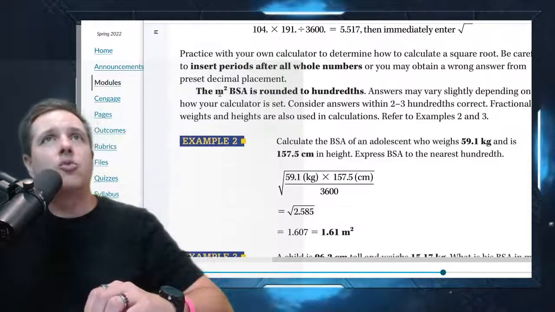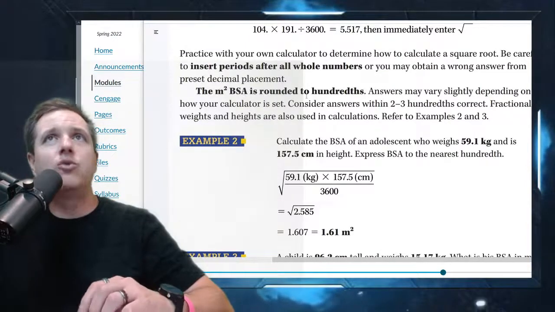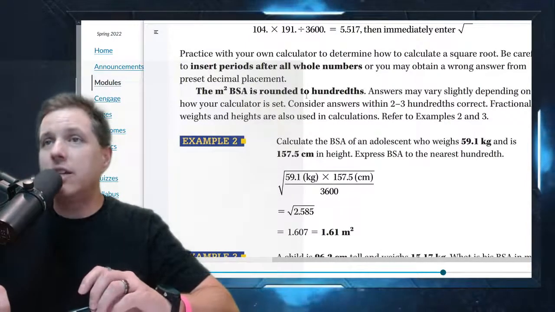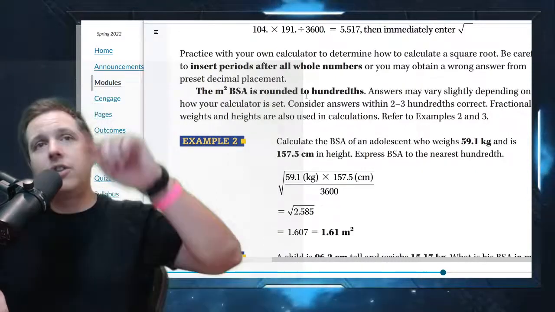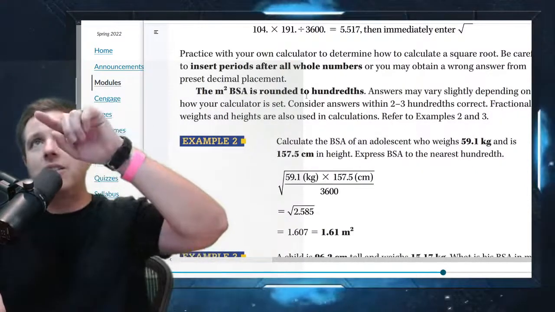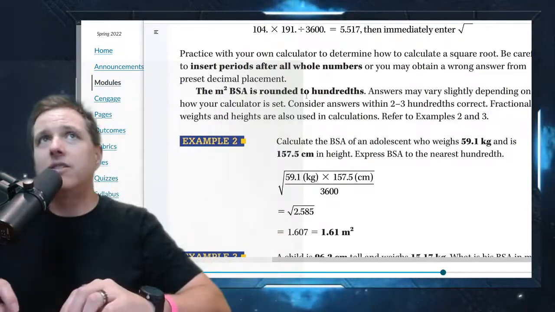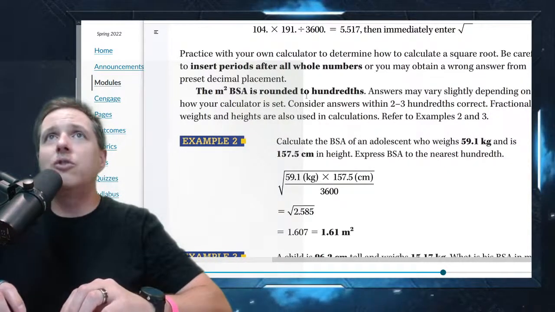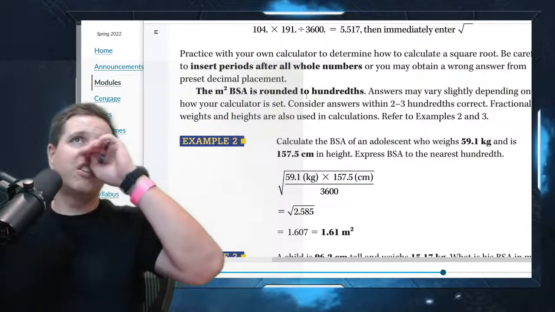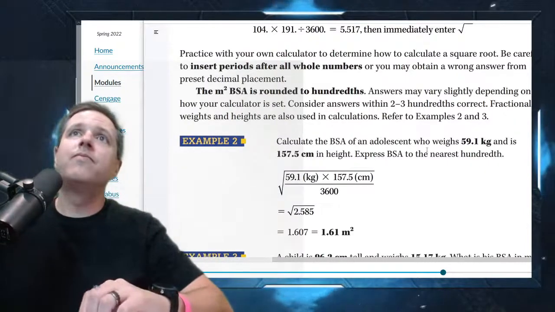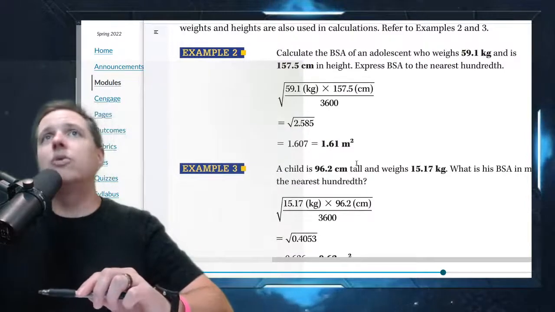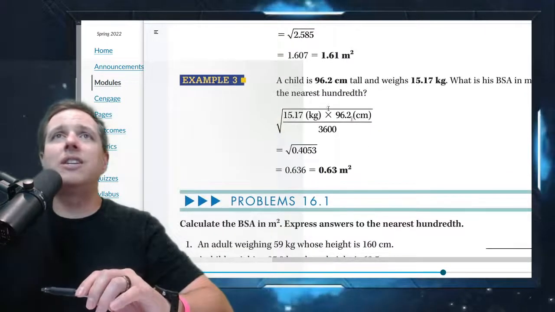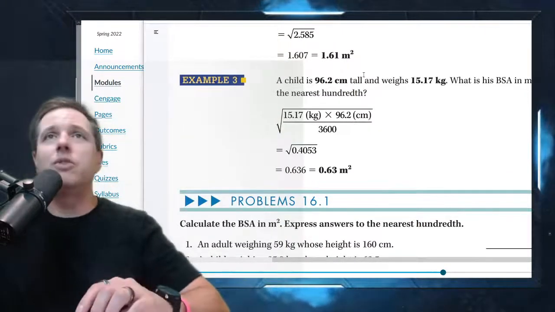Oh, and the square meters body surface area is rounded to hundredths. So that's 2 decimal places, right? 2 places after the decimal. So you go to the decimal. The next one is tenths. The next one is hundredths. So we generally round surface area to hundredths. Okay. Right. So we're still getting these calculations. So you can see it's pretty clear. There's no mystery in how that's being done there.